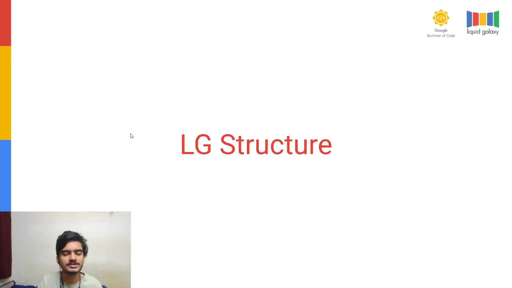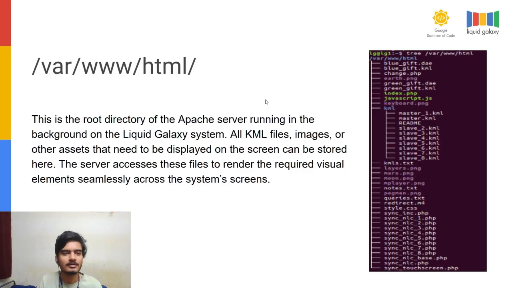So the next topic is LG structure. This is the folder that is the root directory of the Apache server. All the files that are to be exposed to the Apache server have to be saved there. For example, the KML files, the PHP files that are to be shown at the Apache web server, and all the configuration files are also to be saved here.